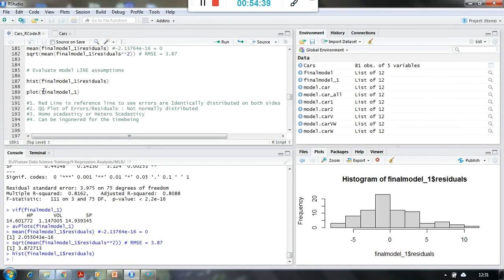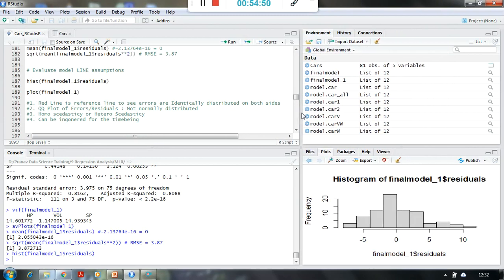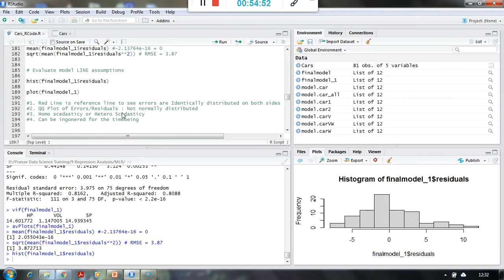Now there is one more plot I can plot by giving the model name to the plot function. In this plot there are 4 different plots we are going to plot. The first plot is going to tell me whether the errors are identically distributed or not. We have seen errors are normally distributed, but whether they are identically distributed on both sides or not. The red line is going to be the reference line in this plot.